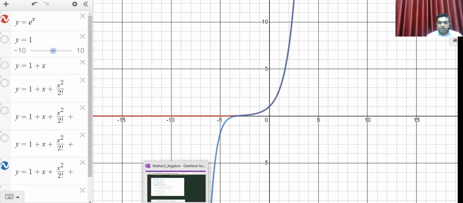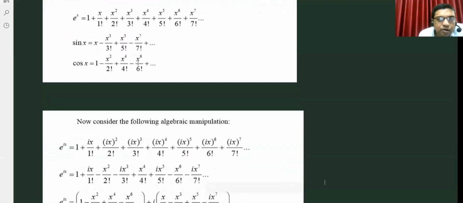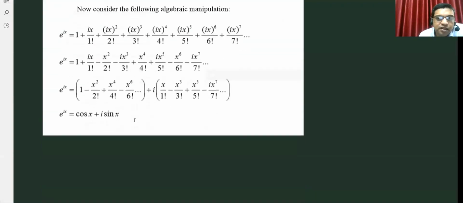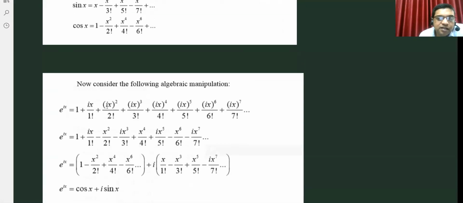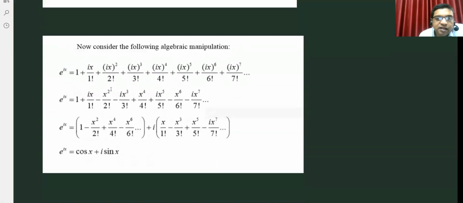I'll just conclude with this proof now. Instead of this, I take this e power x, all right, and instead of x, I substitute i times x, where i is the imaginary unit. When I substitute that in this series, I get i square, i cube, i power 4, i power 5, i power 6, i power 7, which I explained to you previously. i square will be minus 1, so you get minus 1. And then i cube will be minus i, i power 4 is 1, i power 5 is i, i power 6 is minus 1, i power 7 is minus i, and so on.